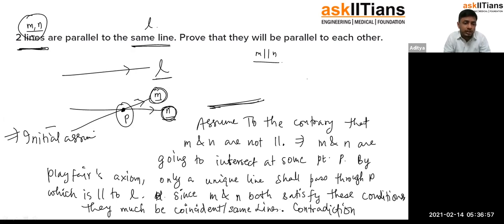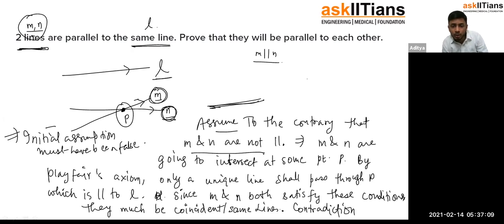And what was our initial assumption? We had assumed that M and N are not parallel. So if this is not true, if this is false, what will be true then? If they are not parallel is false, then what is true? That they are parallel, and hence we have proved that M and N must be parallel to each other.